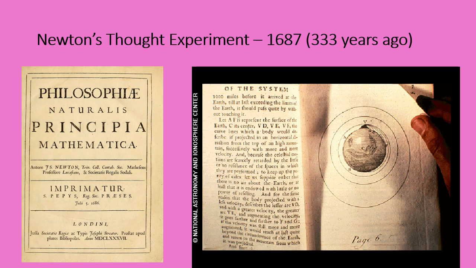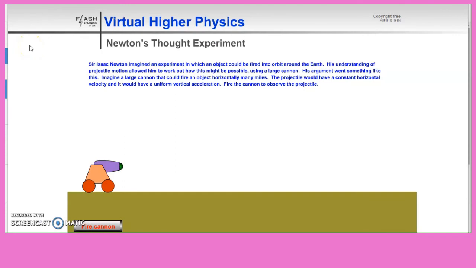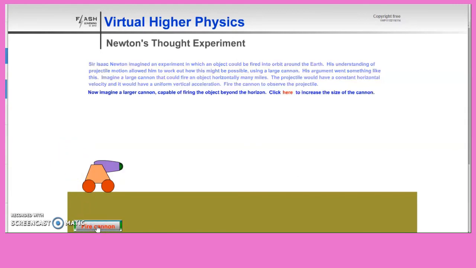He'd never seen a satellite, there was no such thing as satellites, but he was able to think about his knowledge of projectiles and expand that to satellite motion. So in the next slide, I'm going to explain a little bit more about Newton's thought experiment. Isaac Newton imagined a cannonball being fired horizontally. We know that a cannonball is an example of a projectile, so it travels horizontally with a constant velocity and it accelerates in the vertical direction.